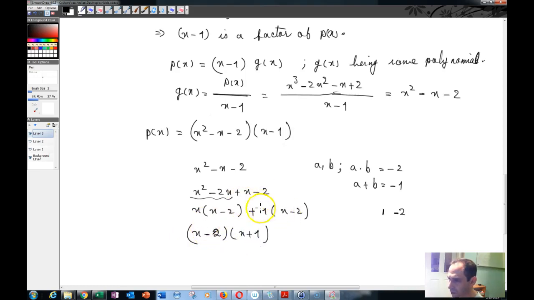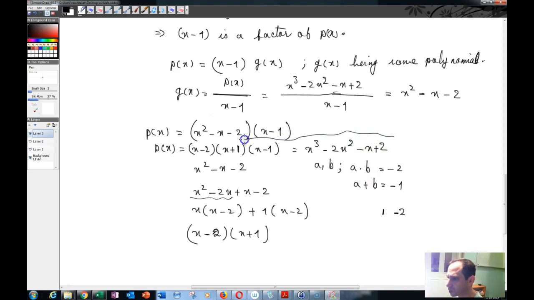Okay, so now I can rewrite this polynomial as x minus 2 times x plus 1 times x minus 1, and that's basically your p of x, which is equal to x cubed minus 2x squared minus x plus 2. That's what you were looking for. Okay, so that's the whole story there.